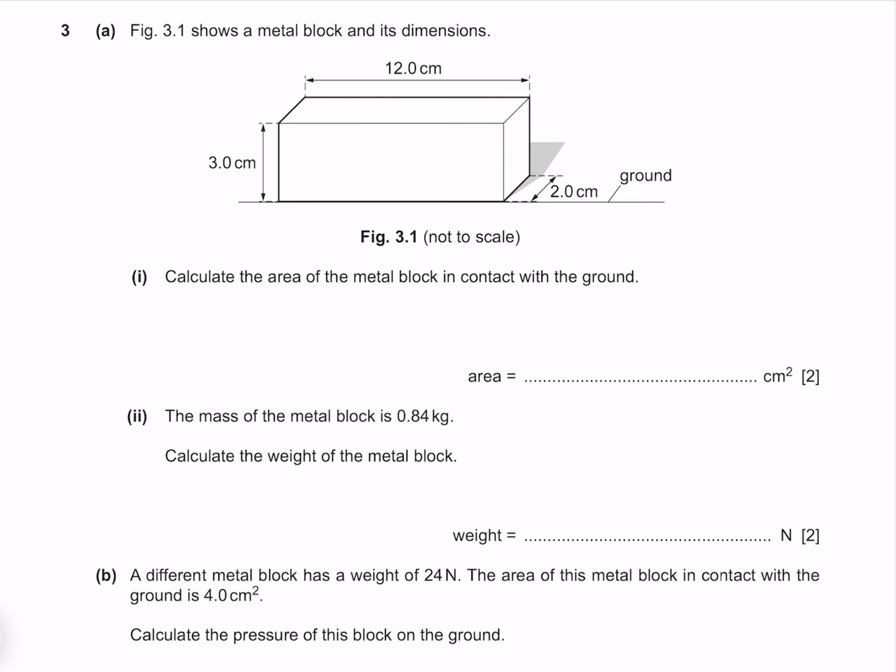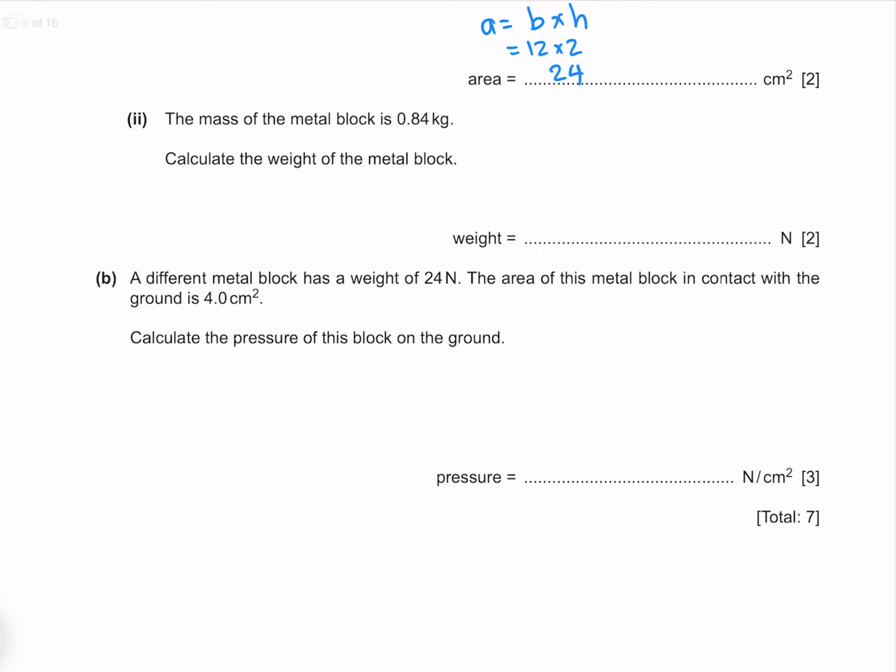Figure 3.1 shows a metal block and its dimensions. Calculate the area of the metal block in contact with the ground. Our area is a rectangle, which means the equation is just base times height, which is 12 times 2, giving us 24 centimeters square. The mass of the metal block is 0.84 kilograms.